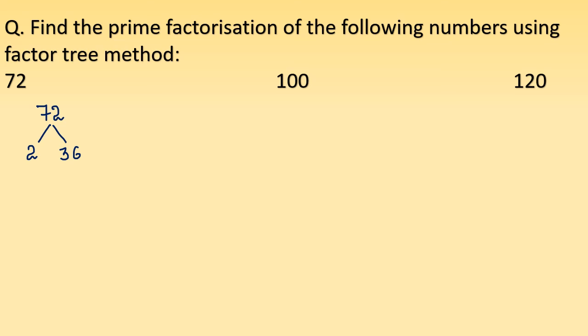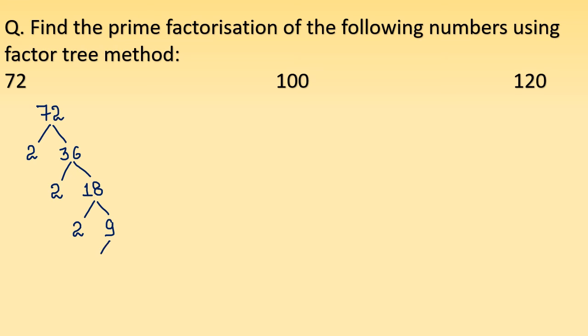Now leave 2 as it is and take 36 and start dividing it with a prime number. So 36 is also an even number. We can divide it by 2. So again write 2 on one side, and 36 divided by 2 will be 18. So write 18 on the other side. Now 18, divide it by 2. You will get 2 nines are 18. Now 2 is a prime number, and we got the other number 9.